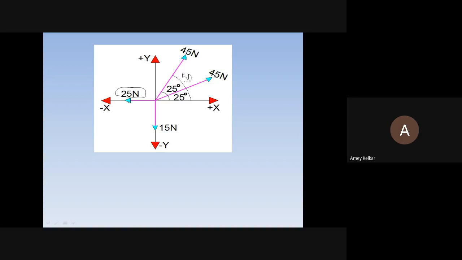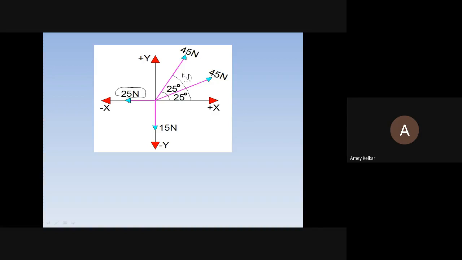When a force is inclined, we need to break it into x and y components. But this 25 Newton force is directly given along the x-axis, moving towards negative x. So we need not take any components. Directly in Fx, it will be taken as minus 25, and in Fy it will be 0. It will not have its presence in the Fy equation because it is acting along the x-axis.